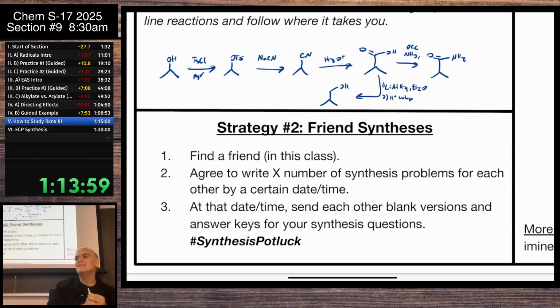Throw a potluck. Say, okay, by Monday evening, each of us is going to write 2 synthesis questions that are 8 steps. And what you do is you make sure you have a blank version with just the starting material and the products, and you have an answer key that you have written, and do a big swap.